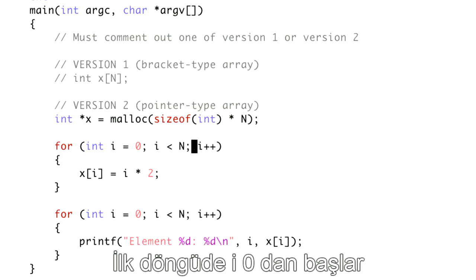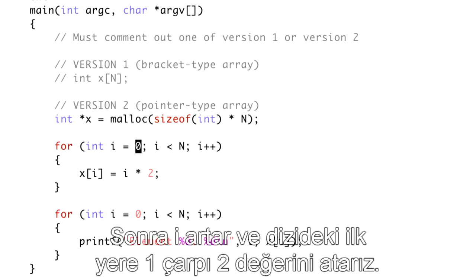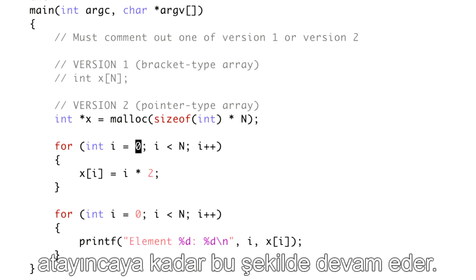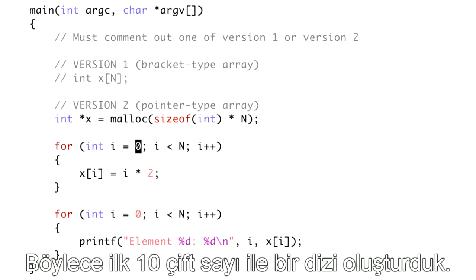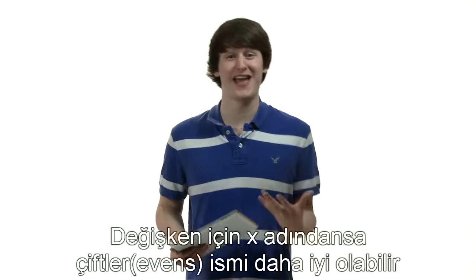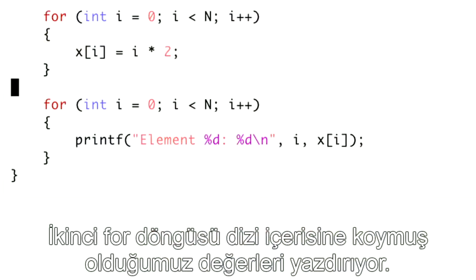In the first for loop, i starts at 0, and so we'll assign to the 0th spot in the array the value 0 times 2. Then i increments, and we assign to the first spot in the array the value 1 times 2. Then i increments again, and so on up until we assign to position n-1 in the array the value n-1 times 2. So we've created an array with the first 10 even numbers. Maybe evens would have been a bit better name for the variable than x, but that would have given things away. The second for loop then just prints the values that we have already stored inside of the array.